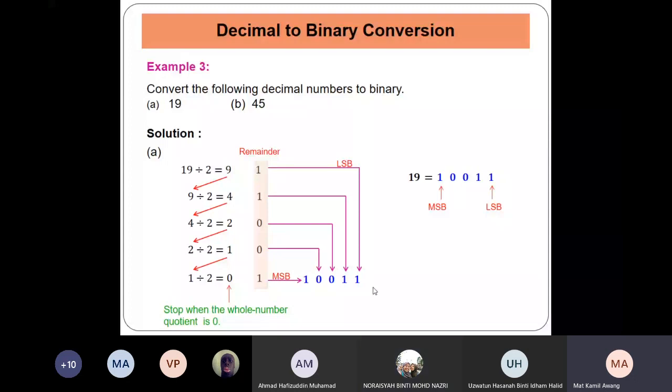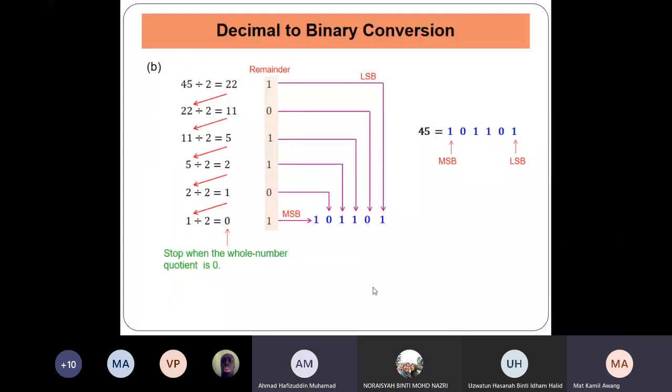Now we are doing the binary conversion first. For the next example, 45. If you divide 45 by 2, you get 22 plus a remainder of 1. So you write the remainder as 1 and the quotient is 22. You take the quotient 22 and divide again by 2. You get 11 and there is no remainder.